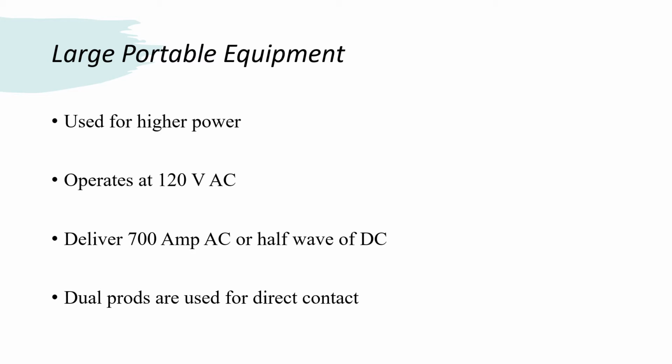So students, large portable equipment is used for higher power. It operates on 120 volt AC. It delivers 700 ampere AC or half wave DC. Dual ports are used for direct contact. So this is the large portable equipment.